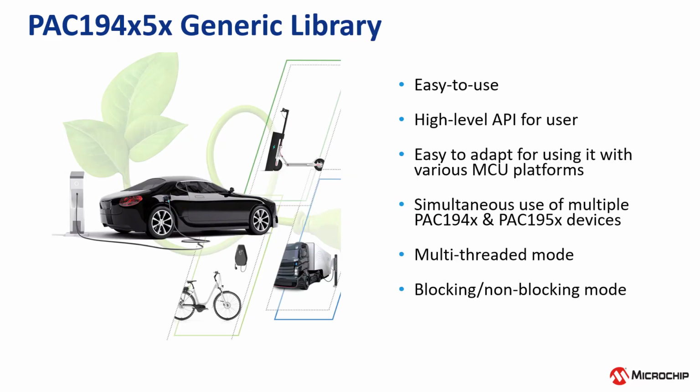The purpose of this video is to introduce the new PAC194 and 50 generic library. This library was designed to be easy to use because it has a high-level API that offers the user access to the functionality of the device without requiring a detailed understanding of how it works. The PAC library is also easily adaptable for various MCU platforms with minimum adaptation effort and without changing the high-level API. The library interface allows the simultaneous use of multiple PAC194 and 50 devices in a multi-threaded mode and can operate in either blocking or non-blocking mode.